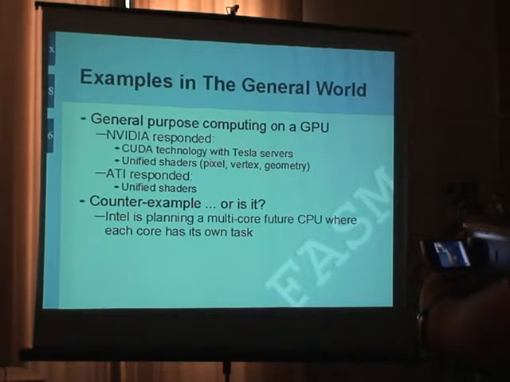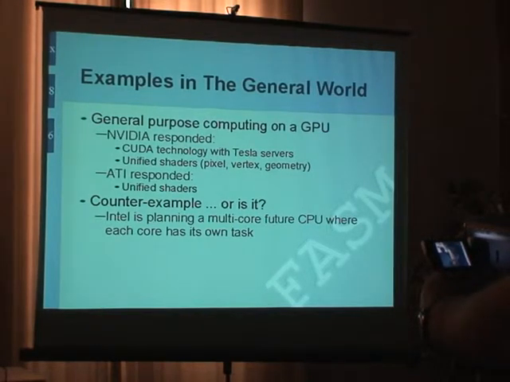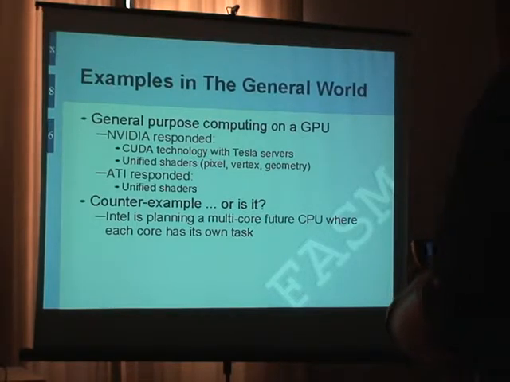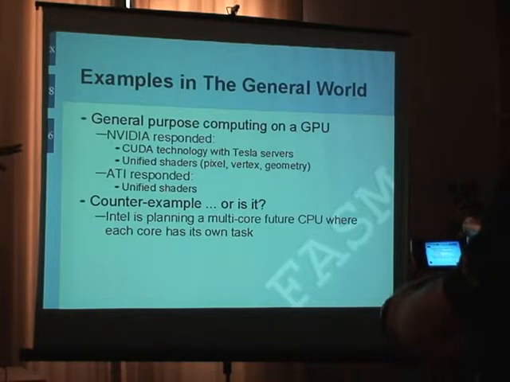There have been some examples, not all are listed here. General purpose computing on a GPU: you use the graphical processing unit to calculate mathematics not even related to 3D or even 2D. NVIDIA has CUDA technology and even produced Tesla servers with that, and unified shaders. There were pixel, vertex and geometry shaders before, and now they're all unified with the latest architecture. AMD also responded with unified shaders.